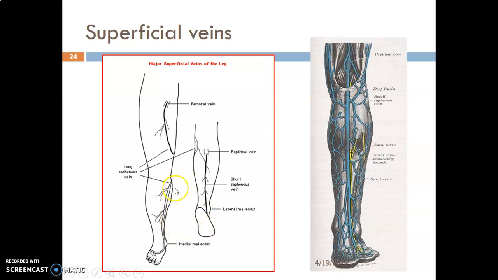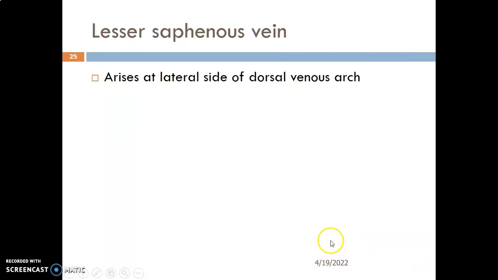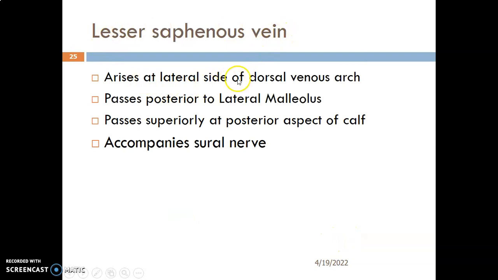So the long or great saphenous vein is on the medial aspect, the small saphenous vein is on the lateral aspect of the leg, then posteriorly into the popliteal vein. Lesser saphenous vein or small saphenous vein. Origin, lateral side of the dorsal venous arc. Passes posterior to the lateral malleolus. Passes superiorly at the posterior aspect of the calf, usually accompanies the sural nerve.